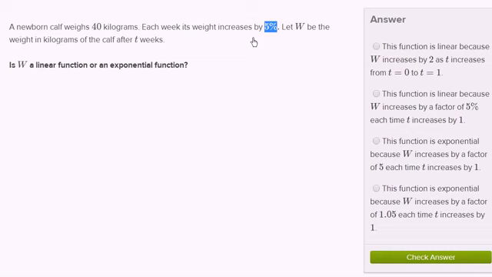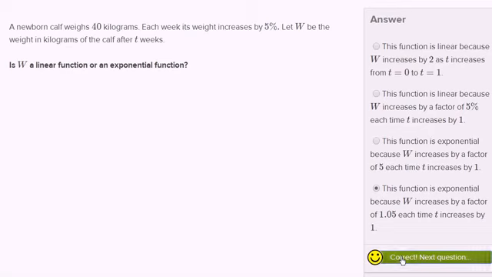So let's see which of these choices describe that. This function is linear. No, we don't have to even read that. This function is linear. Nope. This function is exponential because W increases by a factor of 5 each time T increases by 1. No, that's not right. We're increasing by 5%. Increasing by 5% means you're 1.05 times as big as you were before increasing. So it's really, this function is exponential because W increases by a factor of 1.05 each time T increases by 1. That right over there is the right answer.